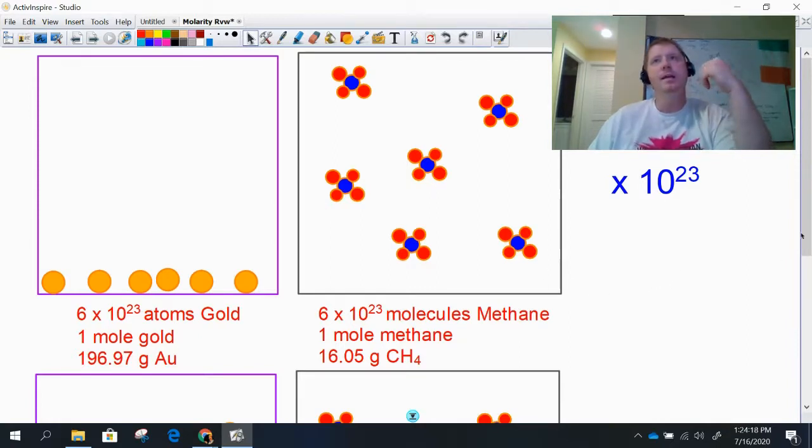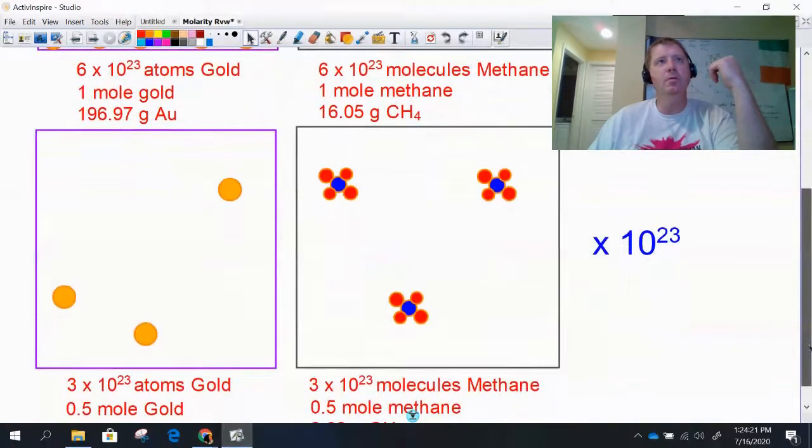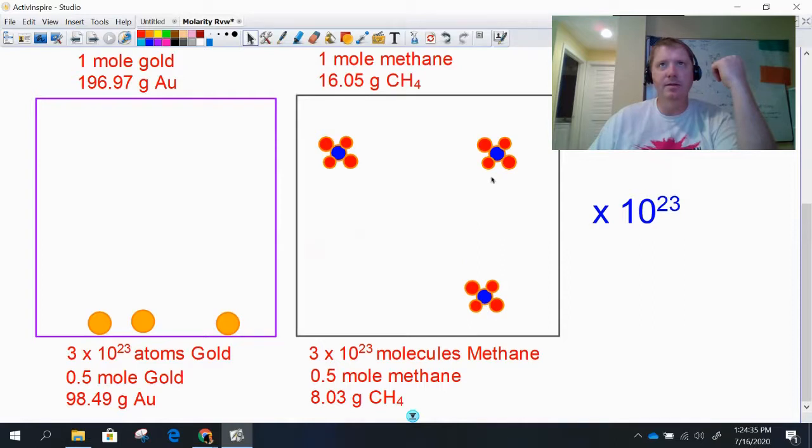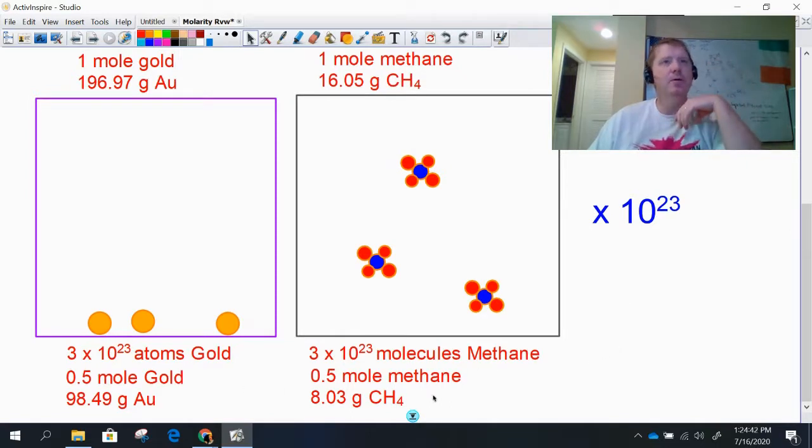And again, what if we had half a mole? With half a mole, we have 3 times 10 to the 23rd. That's half as many atoms. And again, these really shouldn't be floating if they're gold. They should be down on the bottom. And the methane molecules are so light, they tend to float around and move all over the place. Okay. And at half a mole, both have the same number of particles floating around. They both have 3 times 10 to the 23rd. They're both half a mole, and their masses are both half. So there, I've kind of reviewed what a mole is.